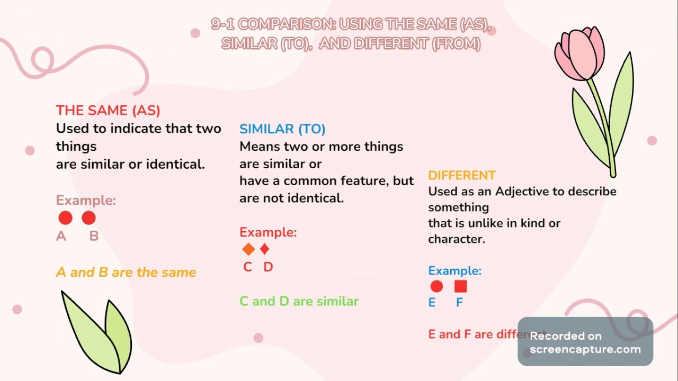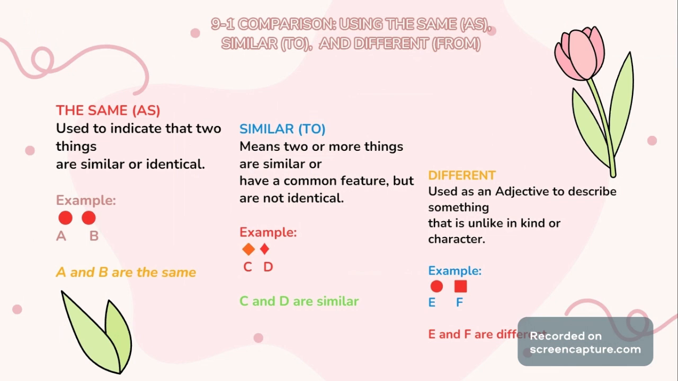We have Chapter 9, making comparison. Comparison using the same as, similar to, and different from. So let's learn the difference. The same as is used to indicate that two things are similar or identical. As the example, A and B are similar and identical. So the sentence is A and B are the same.